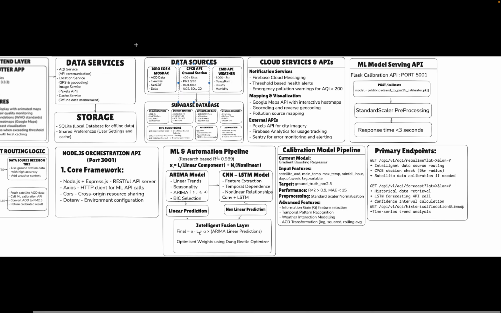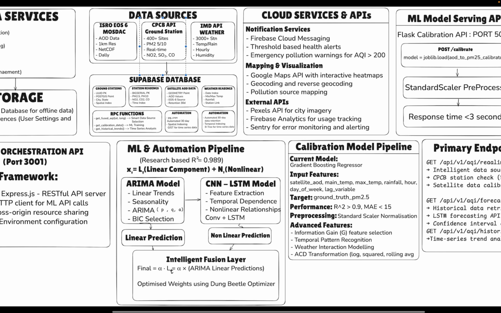API would be used. Now, for the mapping and visualization, as I told you earlier, we are using Google Maps API for interactive heat map, and we are also using Places API for naming the locations. And then we are using Pexels as I told you earlier.